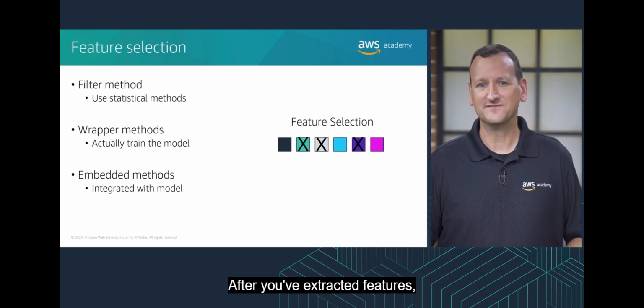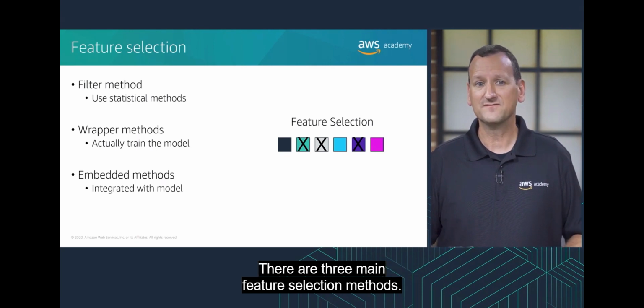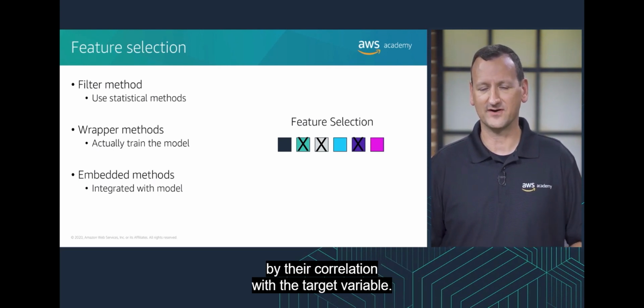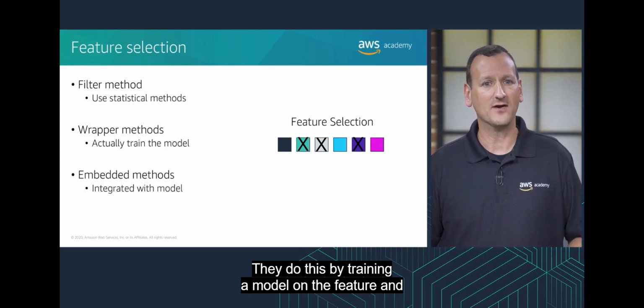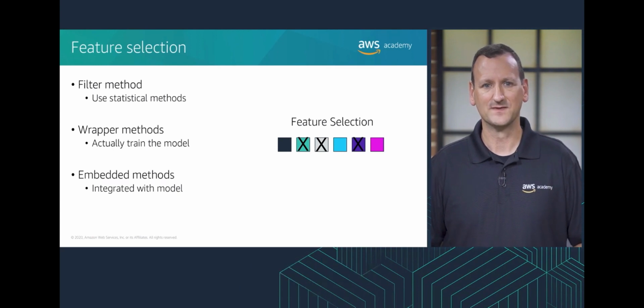After you've extracted features, you'll need to select the most appropriate features for training your model. There are three main feature selection methods. Filter methods use statistical methods to measure the relevance of features by their correlation with the target variable. Wrapper methods measure how useful a subset of a feature is. They do this by training a model on the feature and then measuring how successful the model is.